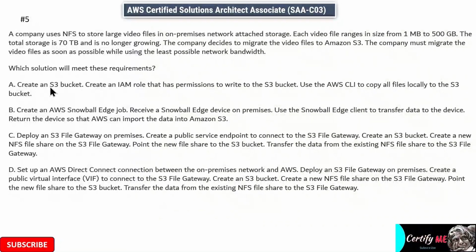Option A. Create an S3 bucket. Create an IAM role that has permissions to write to the S3 bucket. Use the AWS CLI to copy all files locally to the S3 bucket. Option B. Create an AWS Snowball Edge job. Receive a Snowball Edge device on premises. Use the Snowball Edge client to transfer data to the device. Return the device so that AWS can import the data into Amazon S3.